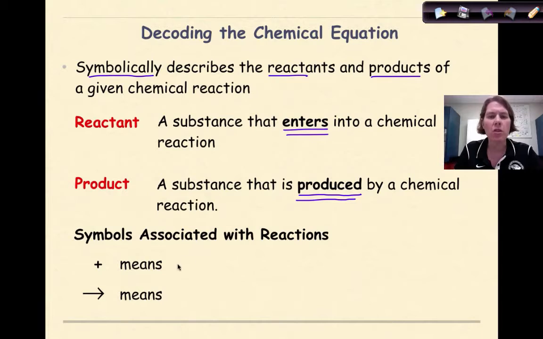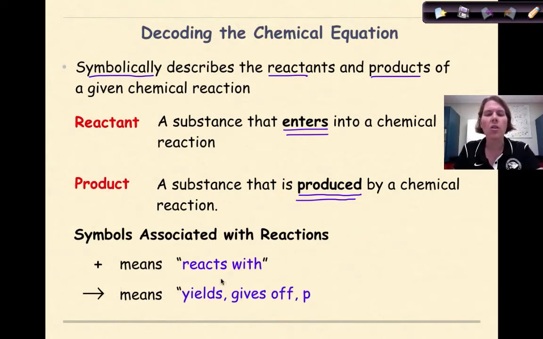The symbols that we associate with reactions are the plus sign for one, and that means reacts with, or combines with. There's a whole bunch of different ways that you can represent the plus sign in a word equation. And then we have the arrow, and the arrow can mean yields, gives off, produces, all sorts of different descriptions that say this is what you're going to produce as a result of this chemical reaction.